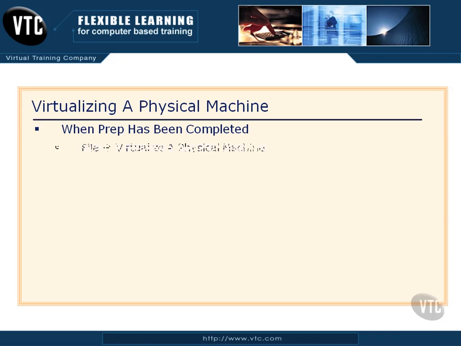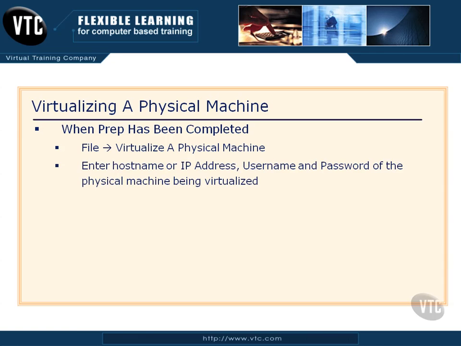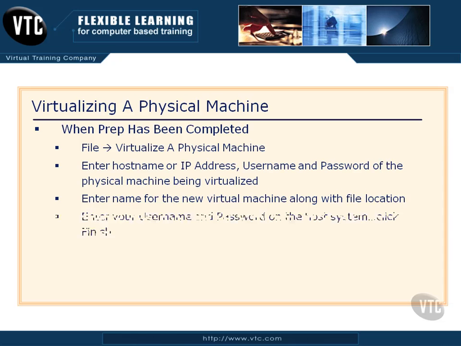When the preparation has been completed, you go into Workstation, choose File, Virtualize a Physical Machine, just like I demonstrated earlier. After you install the vCenter software, it's going to come back and you're going to enter the host name or the IP address of the physical machine being virtualized. It'll make a connection to it. Then you enter an administrative username and password on that physical machine, and the name for the new virtual machine along with the file location where you want to store the files being virtualized. Then it'll ask you to enter your username and password on the host system. This also needs to be administrative level, and then you just click Finish.